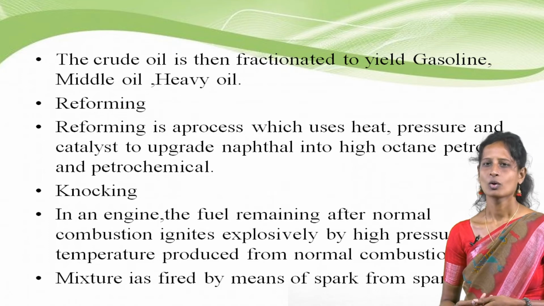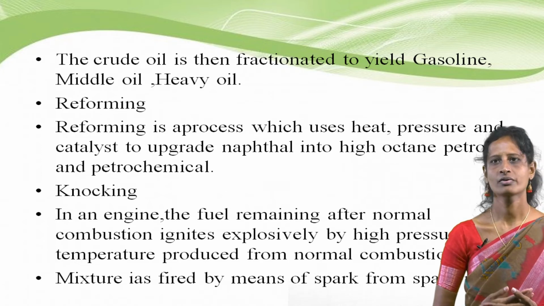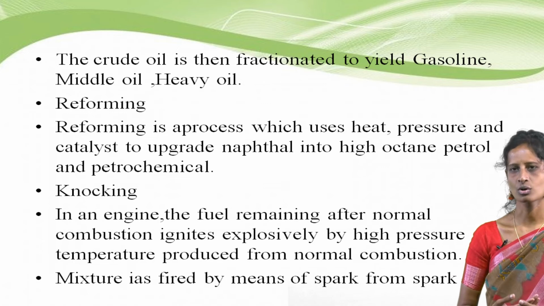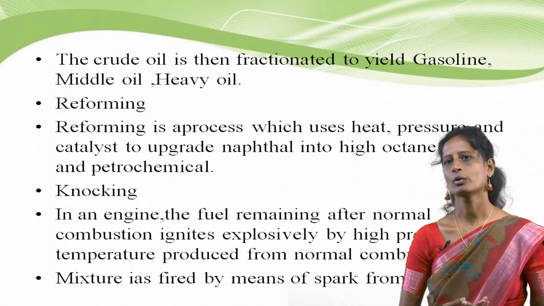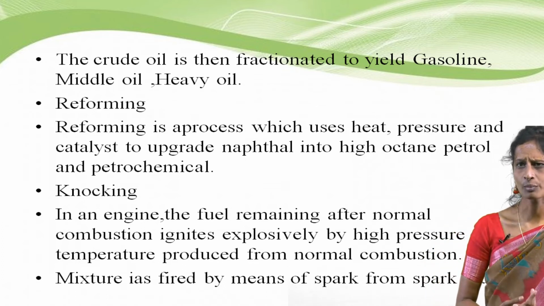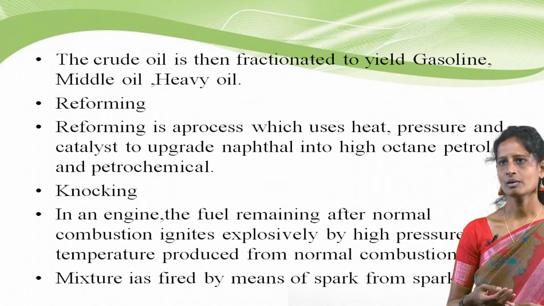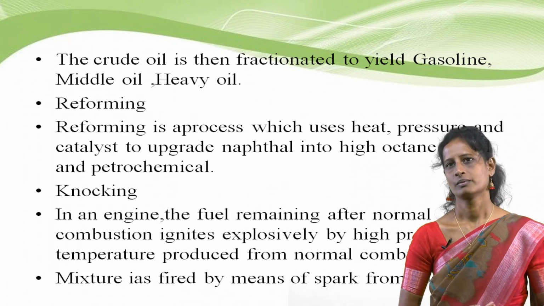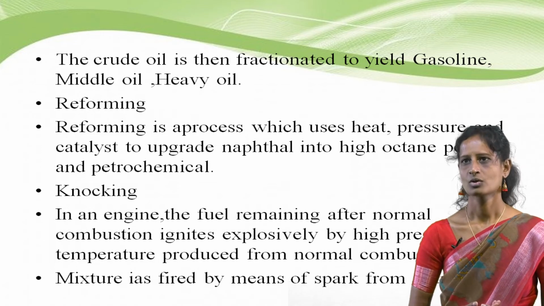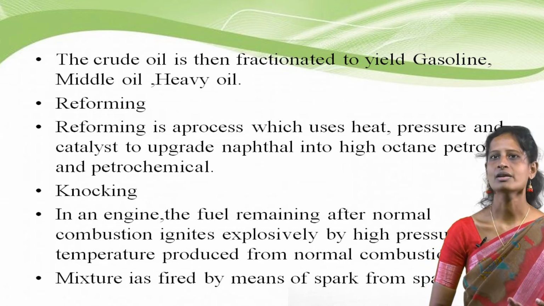What is reforming? Why is reforming important in petroleum? Reforming is a process which uses heat, pressure and catalyst to upgrade naphtha into high octane petrol and petrochemical products. So this process mainly uses heat, pressure and catalyst. These three are the major aspects of reforming: heat is important, pressure is also important, and the catalyst. These three are involved in the reforming process.